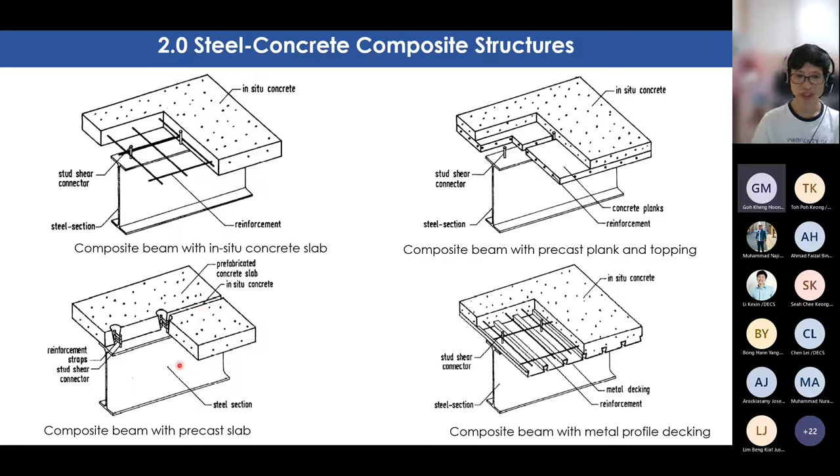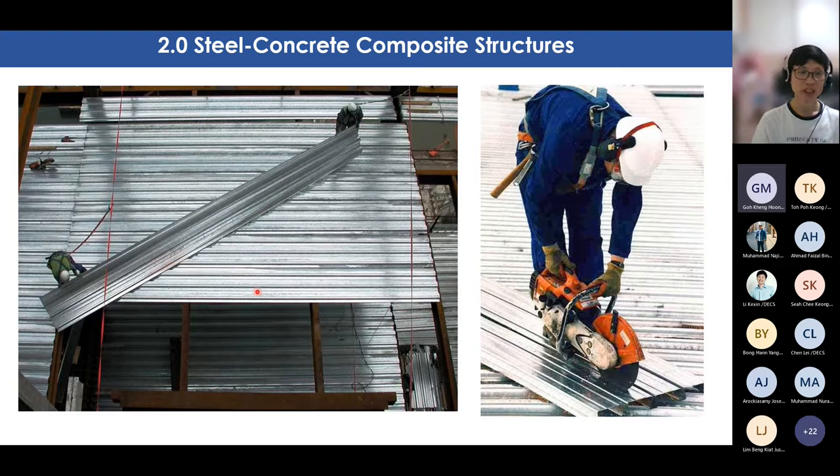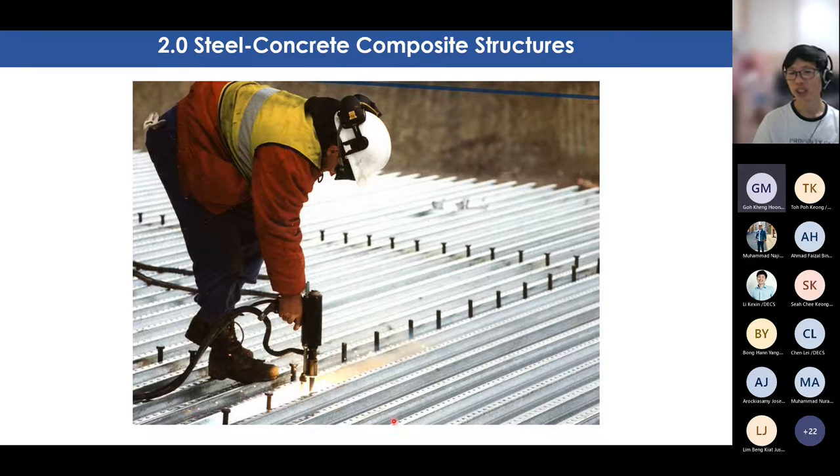Then the third one is the precast slab, which is without topping. The fourth one is with the steel decking, and this is the most common type. Normally what I see is all on this steel decking. You can see here they span across the beams, so we have two beams here, and you can cut through with the cutter. The shear connectors are installed using special welding, not just manual welding by hand. They use a gun to shoot and weld at the same time.